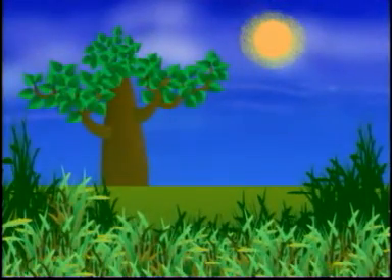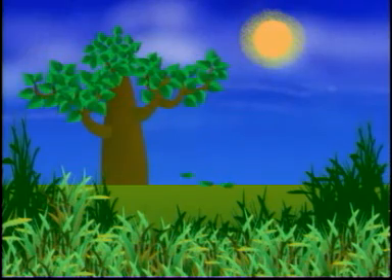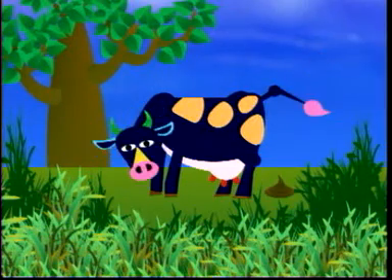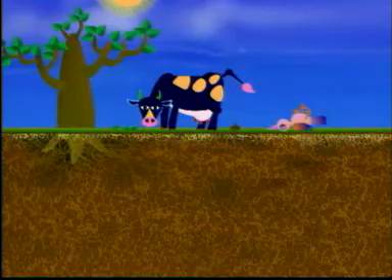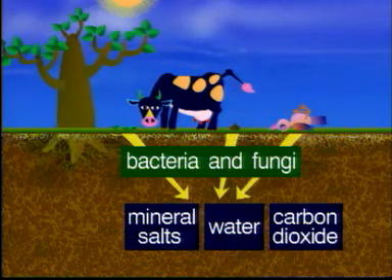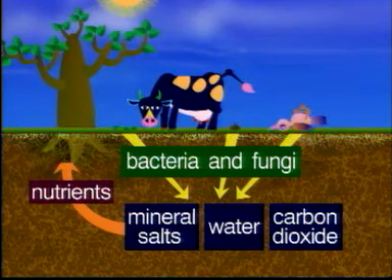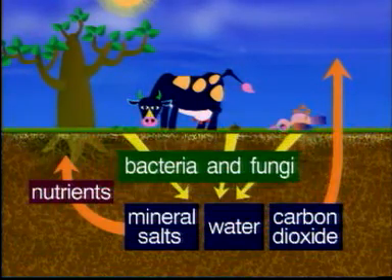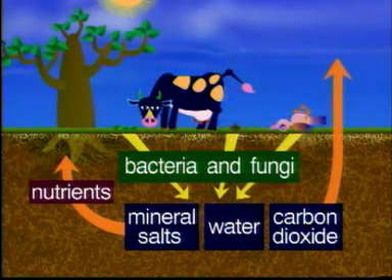Let's look again at how decomposition takes place. We've seen that dead matter, such as fallen leaves, animal waste, and dead animals, are decomposed by bacteria and fungi into mineral salts, water, and carbon dioxide. The mineral salts are returned to the soil and used again as nutrients by plants so that they can grow strong and healthy. Carbon dioxide is released into the air. So you see, bacteria and fungi are important to living things. They are needed to clear up dead matter and provide nutrients for plants.